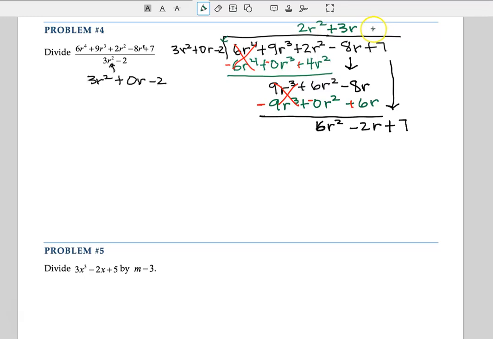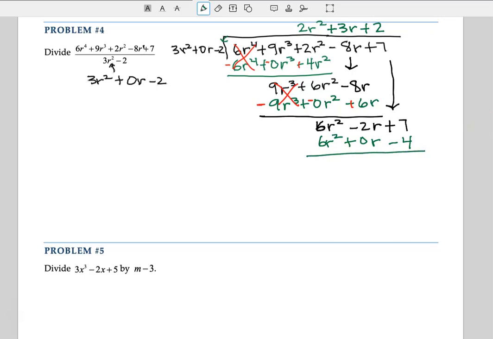So 2. Just 2, right? So plus 2. Yes. And now we'll distribute that through to all 3 of these terms here. 2 times 3r squared is 6r squared. 2 times 0r is going to be plus 0r. And then 2 times -2 is -4.